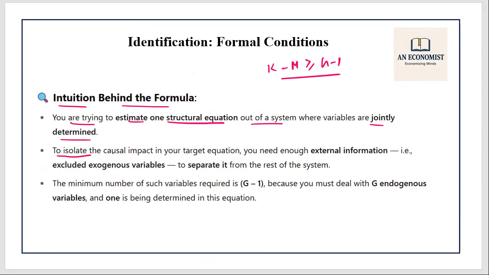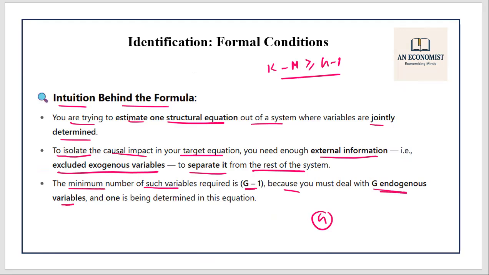Thus, to isolate the causal impact in your target equation, you need external information. External information will be in terms of exogenous shifters, that is, excluded exogenous variables, to separate it from the rest of the system, right? Now, the minimum number of such variables required is g minus 1. If you have g endogenous variables, one is already determined in a particular equation. Suppose you are trying to estimate the second equation. You want to know whether the second equation is identifiable or not.